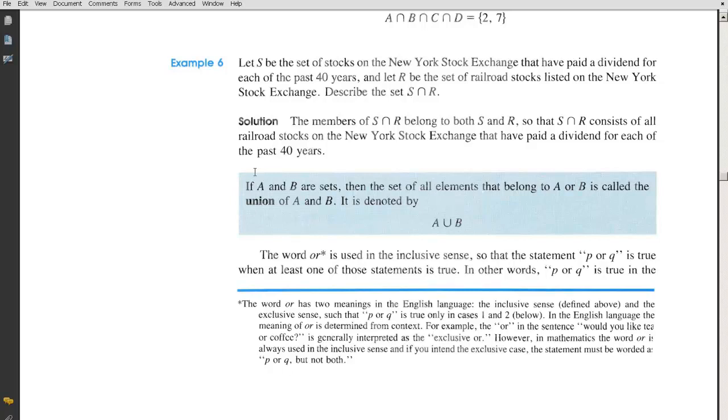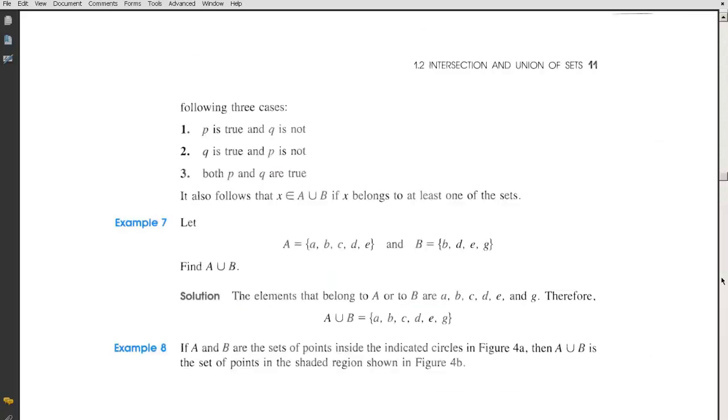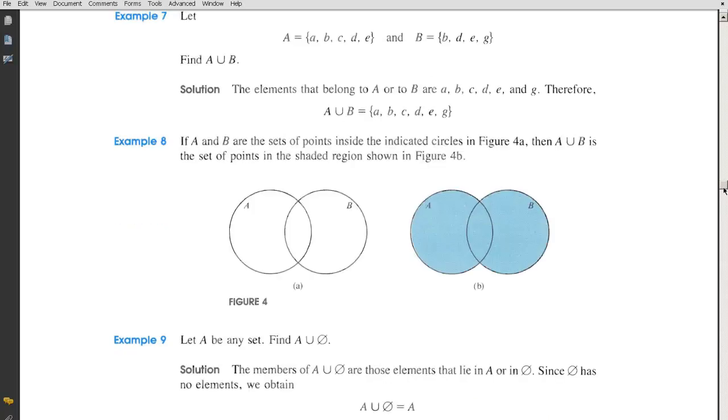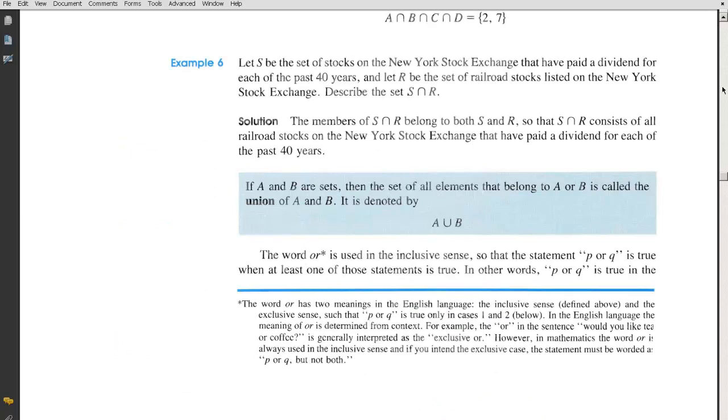Let's go on to union. So what do we mean by this symbol? What do we mean by the union of two sets? I think they have a picture here. So if A and B are sets like this, the union is everything in here. Okay, so the union is what? If A and B are sets, then the set of all elements that belong to A or B is called the union of A and B, and it's denoted by this.